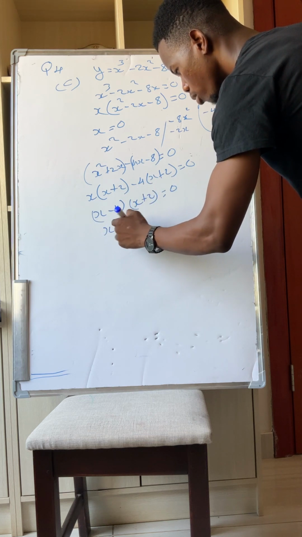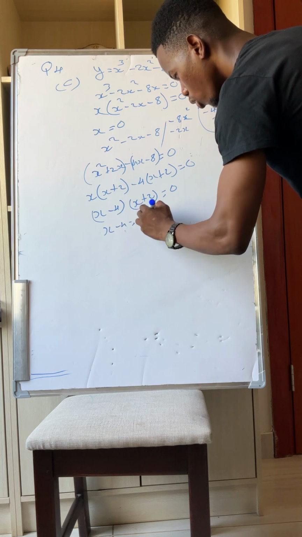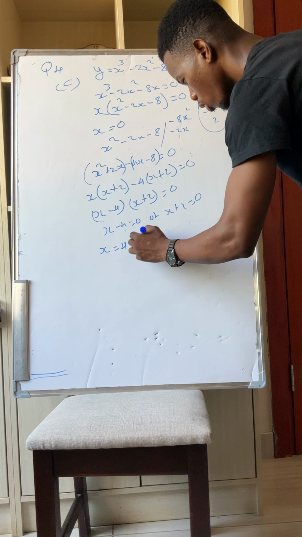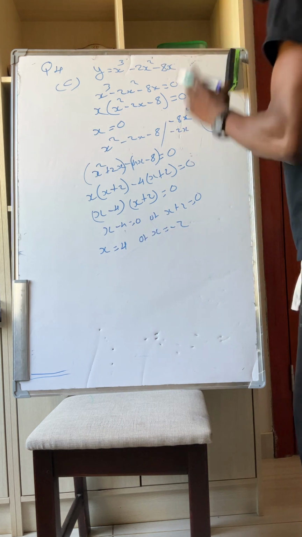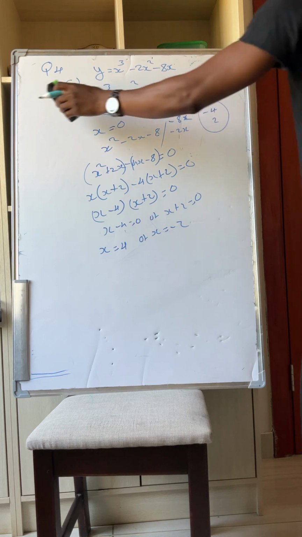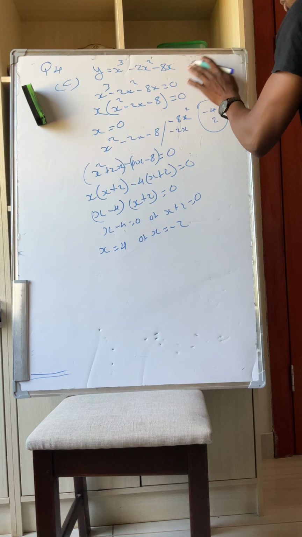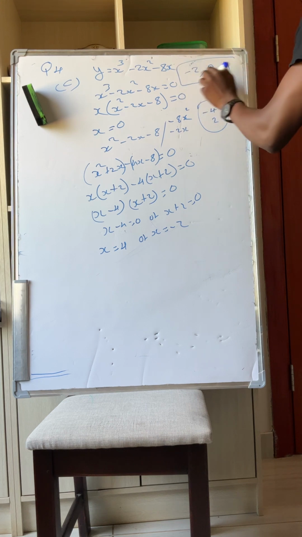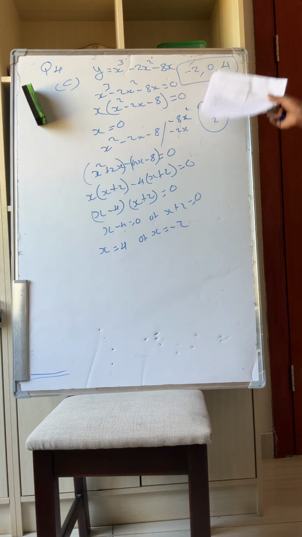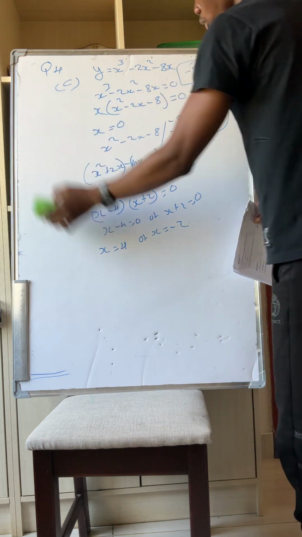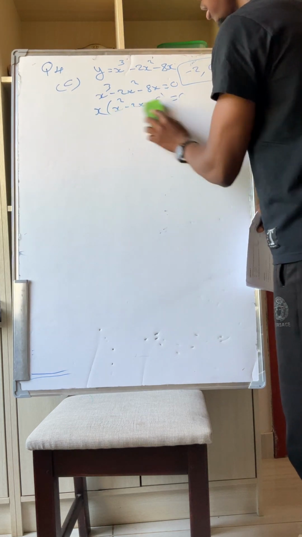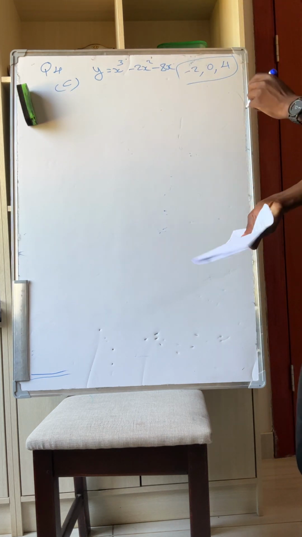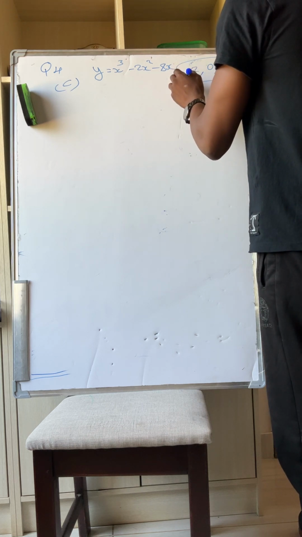So x minus 4 equals 0, or x plus 2 equals 0. So I can tell the values of x: x equals 4 or x equals negative 2. So the values of x that I have are negative 2, 0 and 4. These are the 3 values of x. So what do I do now? It's 10 marks, remember? This is 10 marks, guys. So how do I come up with the values of y?